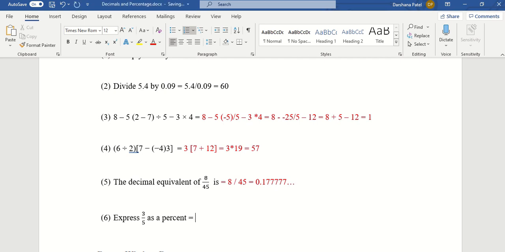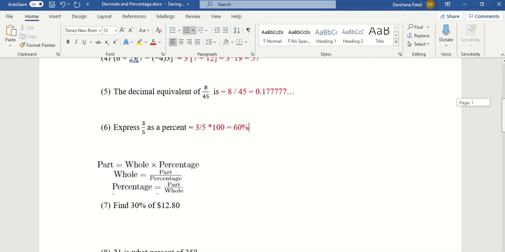Okay. For this one now, we are given a fraction. We want to convert into percent. So we do 3 divided by 5 times by 100, and we know 3 divided by 5 is 0.6, times by 100 is 60%. So 3/5 and 60% are equivalent to each other.